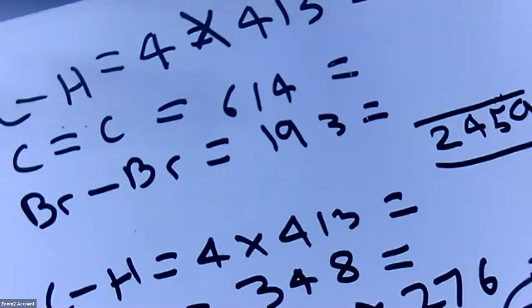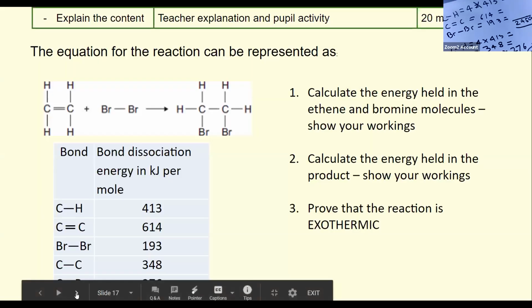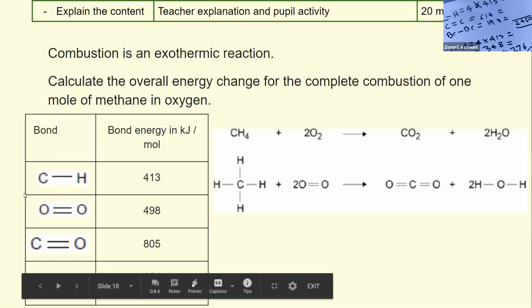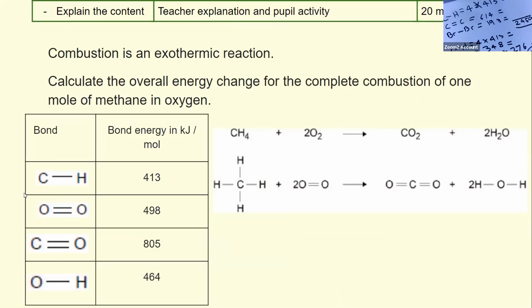What I wanted to do, and I'm just going to share screen again, is give you guys a chance to have a go at one of them. So this question on the board, as I said before, text doesn't matter. This is combustion, which we talked about earlier. Calculate the overall energy change for the complete combustion of 1 mole of methane in oxygen. And that 1 mole bit, again, don't worry about it. You're typically looking at the left-hand side and then the right-hand side.